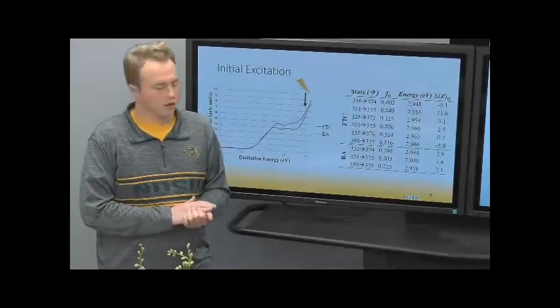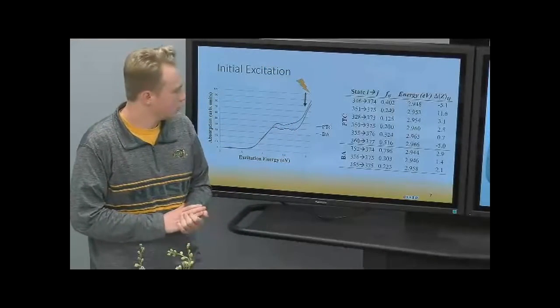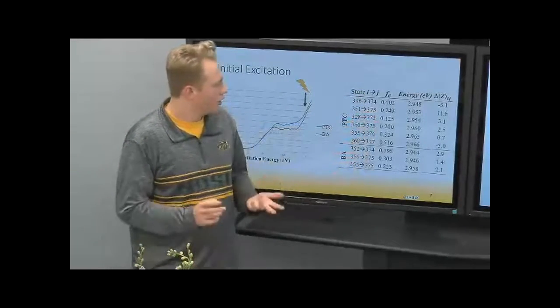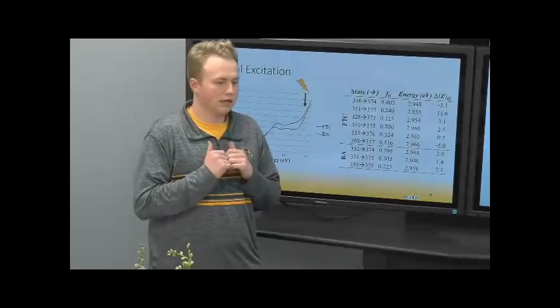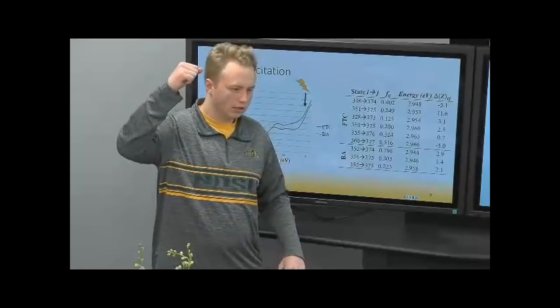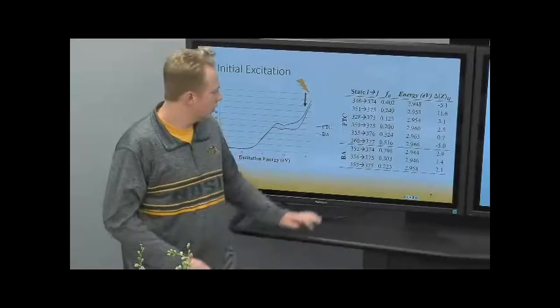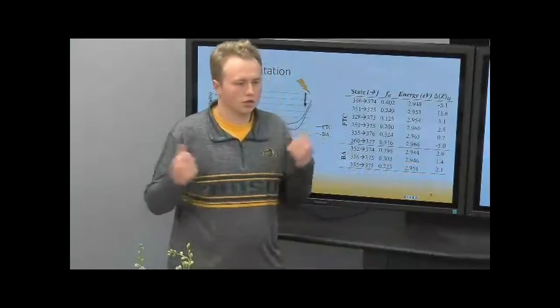In the experiment, they excite at 2.95 electron volts. And if we look at the states that are important around that region, we can already see the difference. For the PTC, we have some states that are very charge transfer in nature, which would mean that we already broke our exciton into the electron and hole, so then the hole can be extracted very easily. But for the BA, none of the states are that charge transfer.